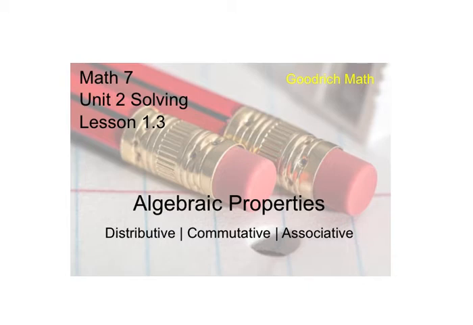Math 7, Unit 2, Solving, Lesson 1, Part 3. Algebraic properties, including distributive, commutative, and associative. In this video, we're going to explain why we can add like terms.